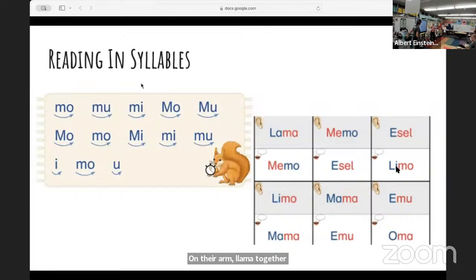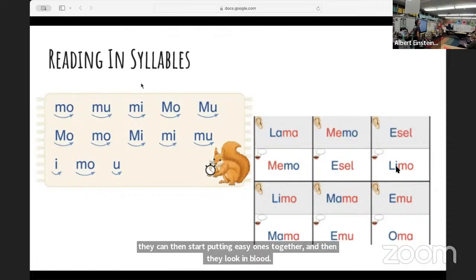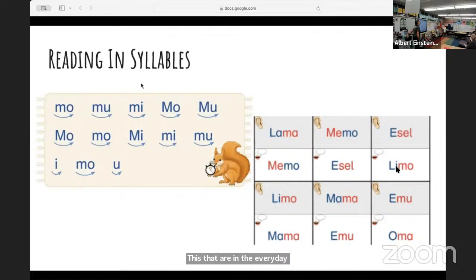Memo, eze, libo. That's how quickly I want them to read syllables so that they can then start putting easy ones together, and then they look at words like this that are in their everyday life, and they can see ma, len, ren, men, fa, ren. And they will notice patterns, that all these verbs are ending in n. And so that awareness of reading syllables, writing syllables, and the phonetic code.